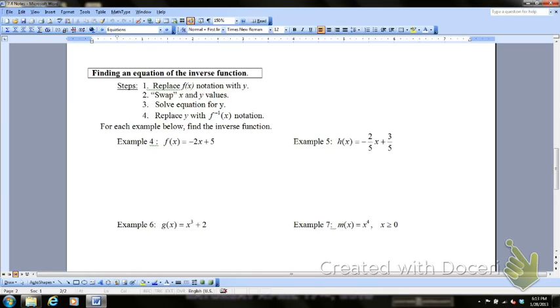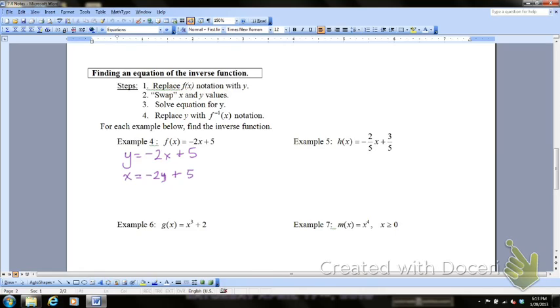The first thing we do is replace our f of x notation with y. So that makes our equation look like this: y equals negative 2x plus 5. Then I want to swap the physical position of our x and y. So our equation will now be x equals negative 2y plus 5. And then I want to solve this equation for y.